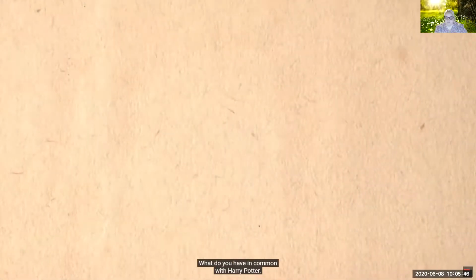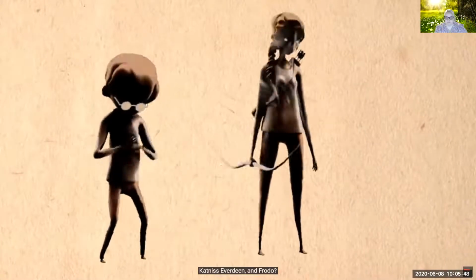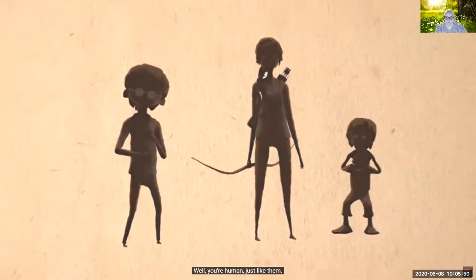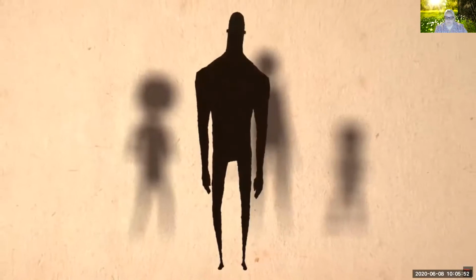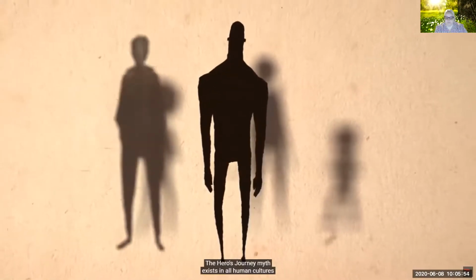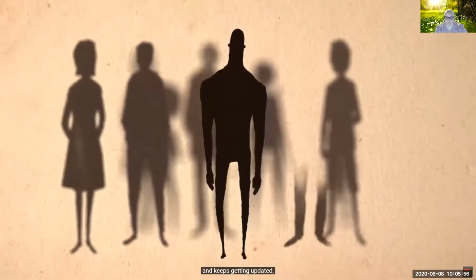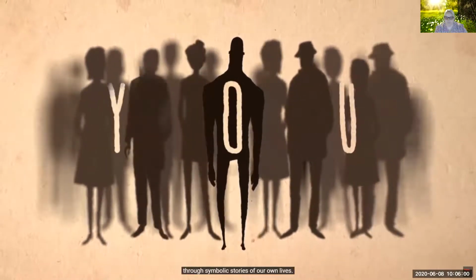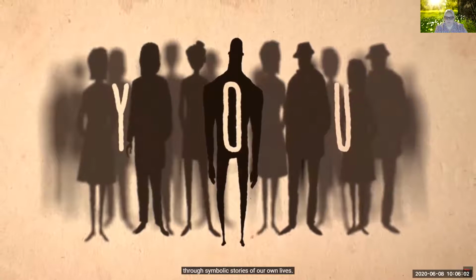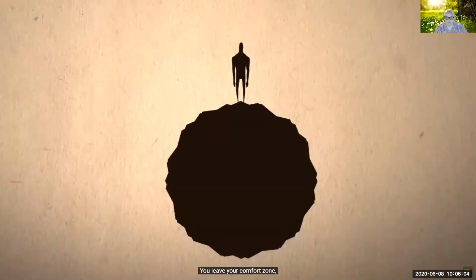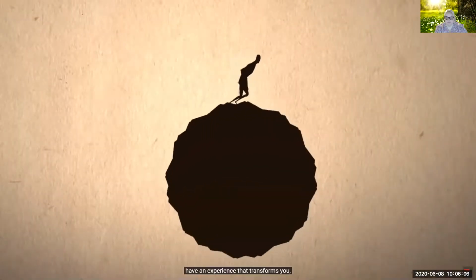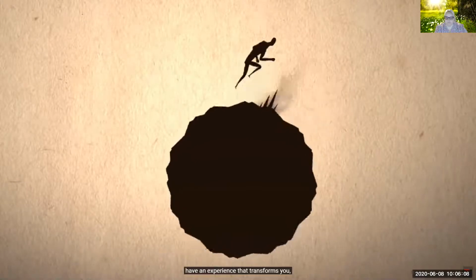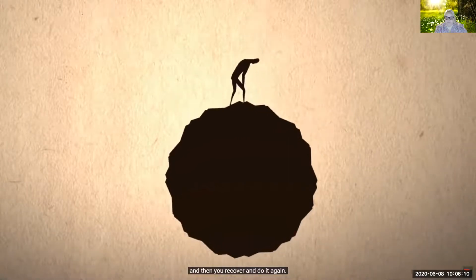What do you have in common with Harry Potter, Katniss Everdeen, and Frodo? Well, you're human, just like them. The hero's journey myth exists in all human cultures and keeps getting updated because we humans reflect on our world through symbolic stories of our own lives. You leave your comfort zone, have an experience that transforms you, and then you recover and do it again.